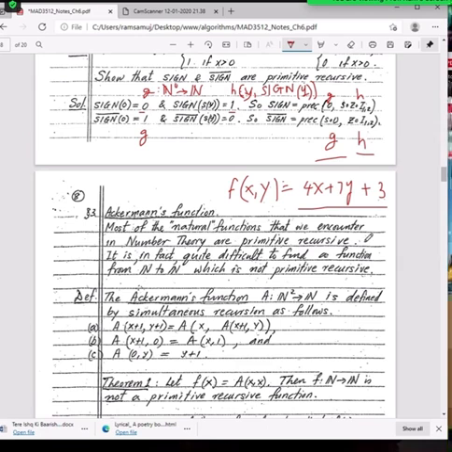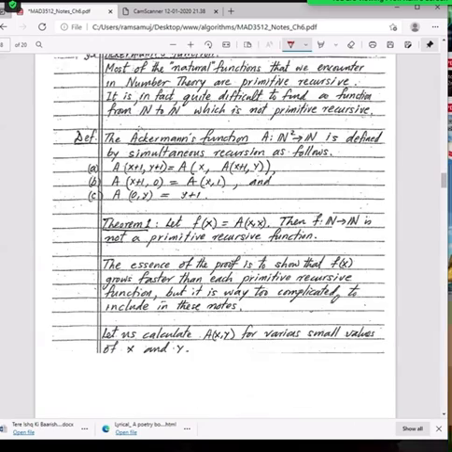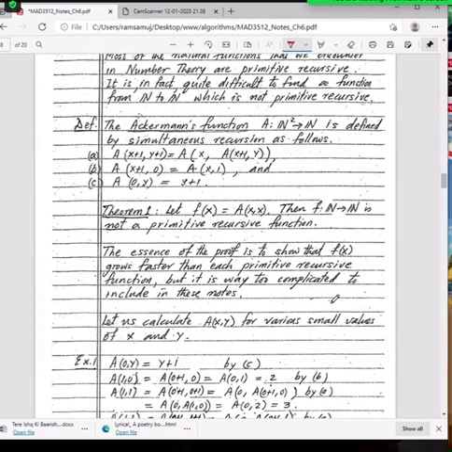Most of the natural functions that we encounter in number theory are primitive recursive. In fact, it is very difficult to find a function from N to N which is not primitive recursive. So how do we get this? Well, Ackermann defined his function, A, mapping N squared onto N by simultaneous recursion. So it's not defined by primitive recursion.